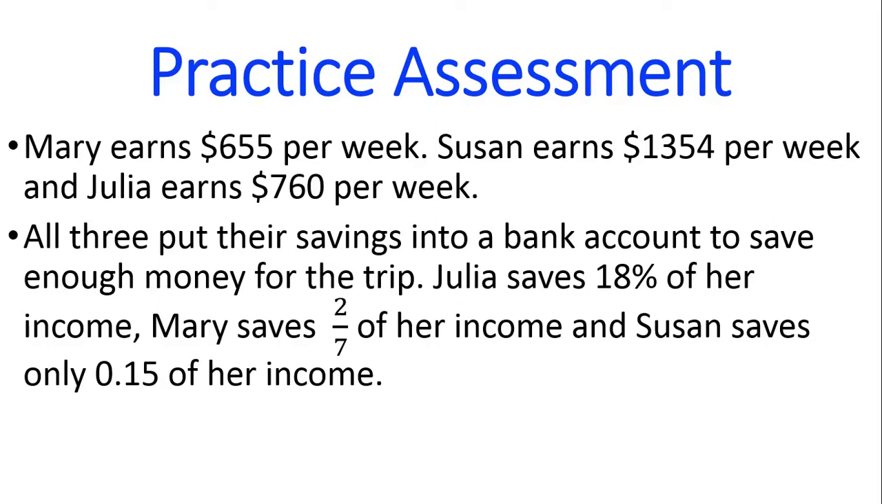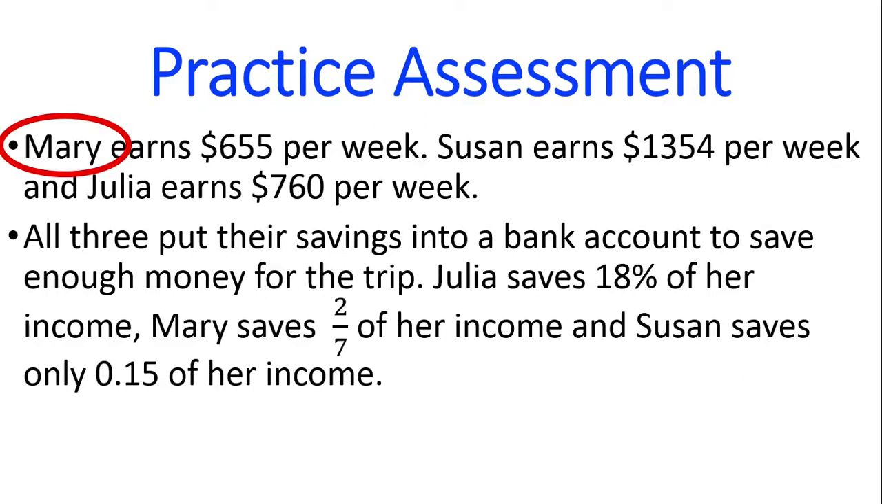So let's have a look. We are told Mary earns $655 per week, Susan earns $1,354 per week, and Julia earns $760 per week. They all put their savings into a bank account, and Julia saves 18% of her income, Mary saves 2/7 of her income, and Susan saves only 0.15 of her income. So we're going to look at this and try and find some of this key information.